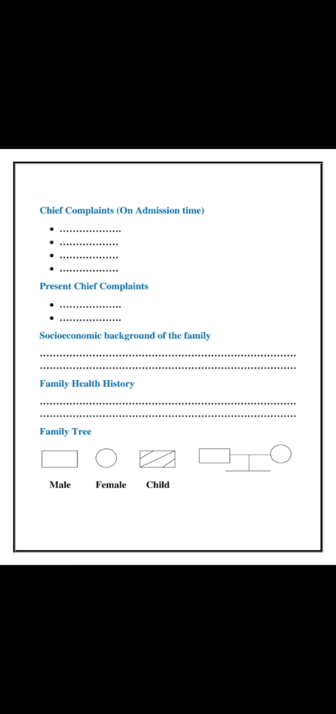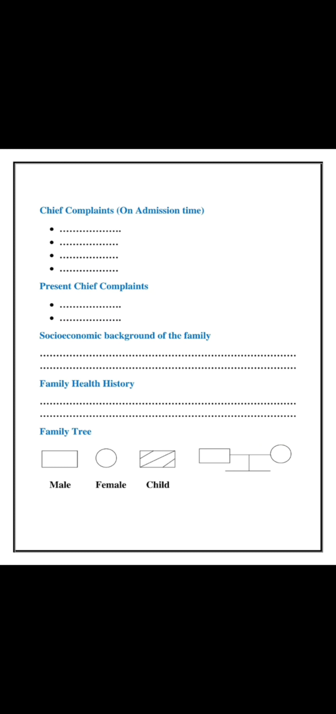Also know their income status and their education background and all. Next is family health history. Here we will ask if any family members or friends have recently experienced similar symptoms which we are seeing in the child, and if such a condition is being seen in the family, then automatically it will reflect on the child.